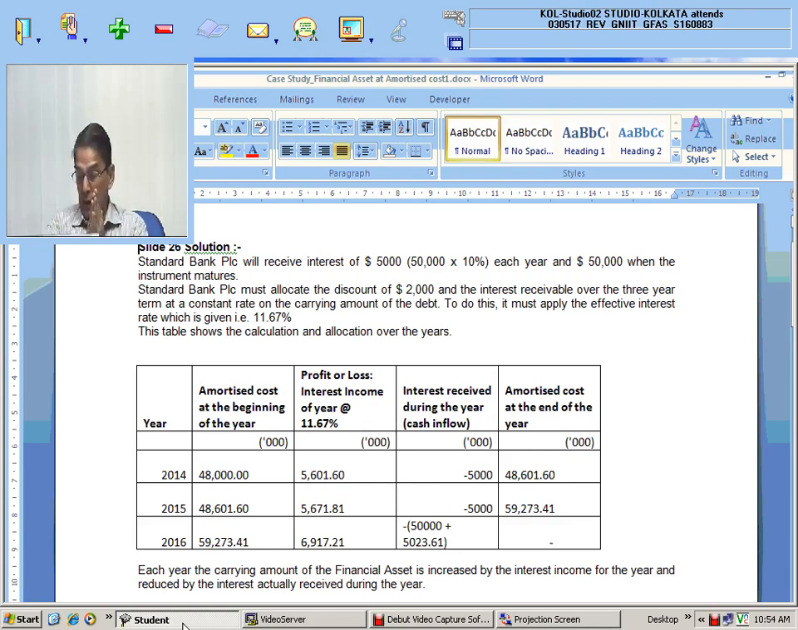The value at amortized cost will be calculated for those assets which are classified as measured at amortized cost. This is the way it should be calculated. We will see another example maybe in the next session to make it very clear to you. This is one example I have already given you.